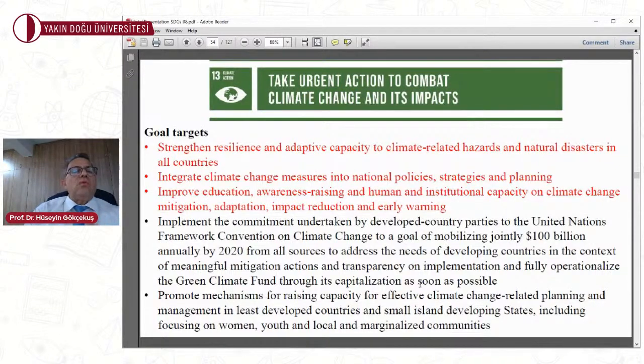And goal 13 targets. Strengthen resilience and adaptive capacity to climate-related hazards and natural disasters in all countries. Integrate climate change measures into national policies, strategies, and planning. Improve education, awareness raising, and human and institutional capacity on climate change mitigation, adaptation, impact reduction, and early warning.